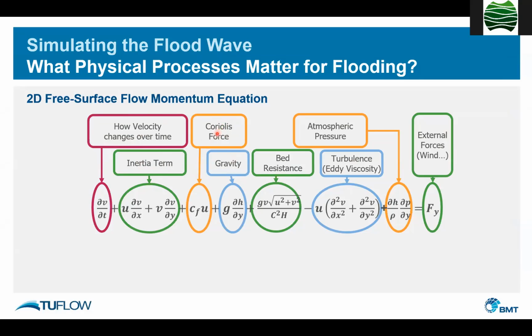Coriolis force is the rotation of the Earth. Gravity, of course, water's going to move downhill. And resisting that flow will be bed resistance. So that's typically your Manning's equation or your Chezy equation. There's the eddy viscosity term, or subgrid scale turbulence, and that's to do with the water shearing on itself. So if there's a lot of complex flows, that actually will make it lose energy effectively. Atmospheric pressure and external forces. So atmospheric pressure is really where you've got a cyclone or hurricane. And external forces are things like wind and wave radiation stresses.